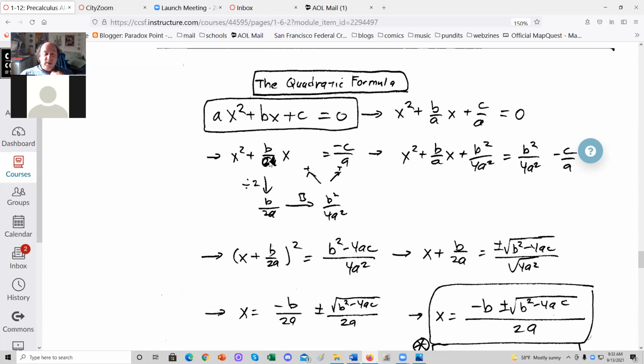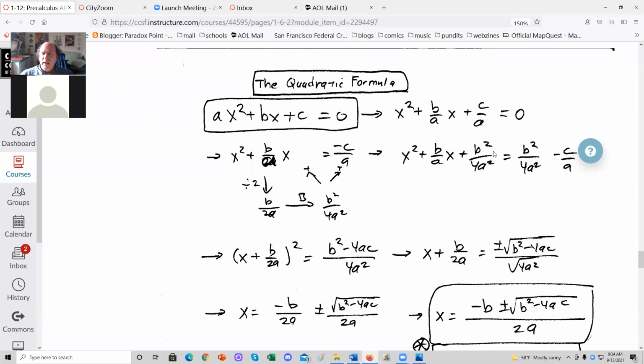Okay, now we complete the square. Half of b over a is b over 2a. Square that: b squared over 4a squared. Add to both sides. So x squared plus b over a x plus b squared over 4a squared equals b squared over 4a squared minus c over a.